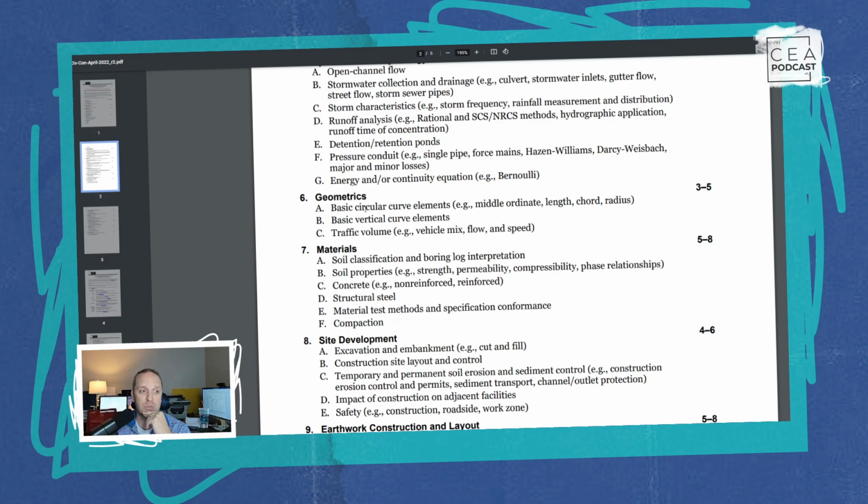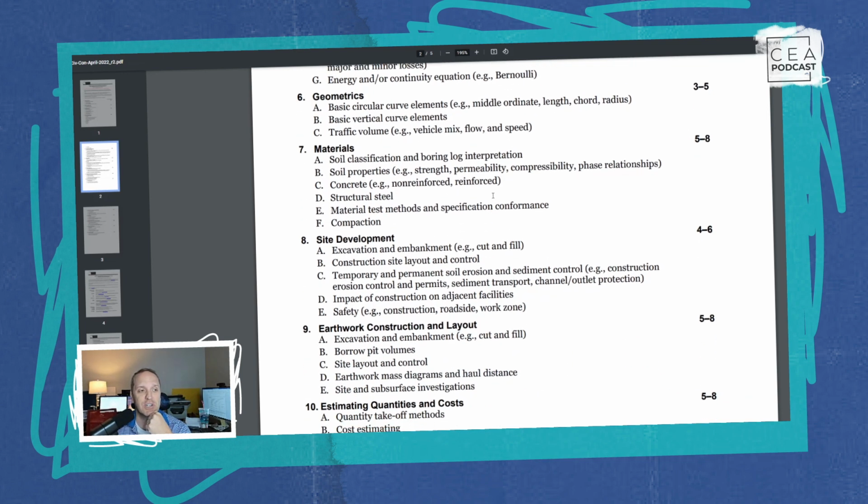So it's been reduced to just 3 sections. That's circular curves, vertical curves, and traffic volume, which is a variety of questions that deal with mix and flow and speed that you're dealing with in traffic scenarios. But as part of that, you've got 3 to 5 questions dealing with transportation or geometrics.